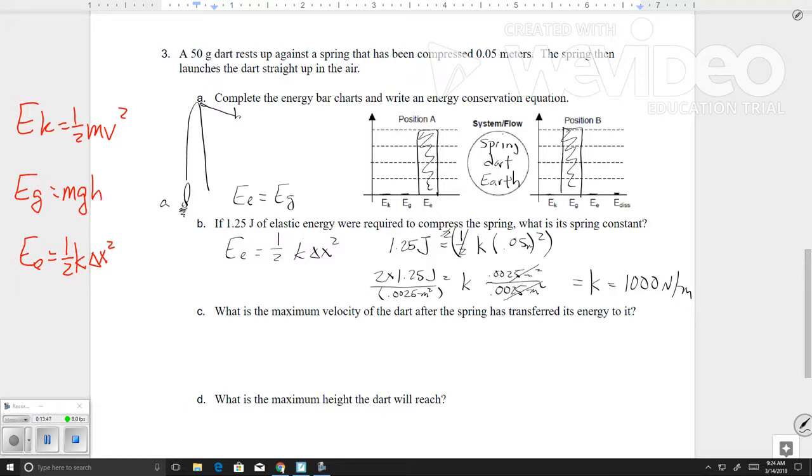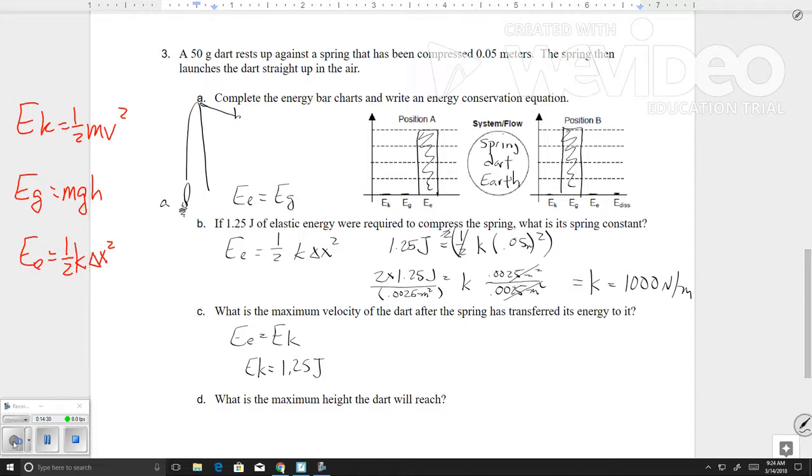Part C, what's the maximum velocity of the dart after the spring transferred its energy to it? Okay, and from the initial equation there, EE equals EG. That doesn't tell us anything, but the instant after the spring is released, EE is equal to EK. The spring transfers all of the energy from elastic energy to kinetic energy. So in this one, if I'd made an intermediate little bar chart, all of the elastic energy would have gone into kinetic energy. Again, we know that EE is 1.25 joules, so EK will equal 1.25 joules.